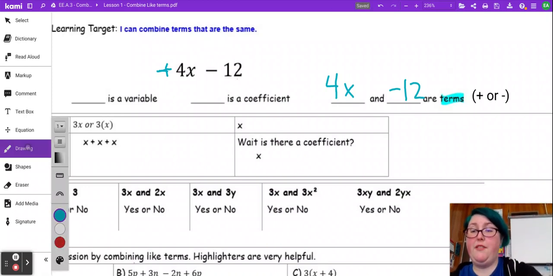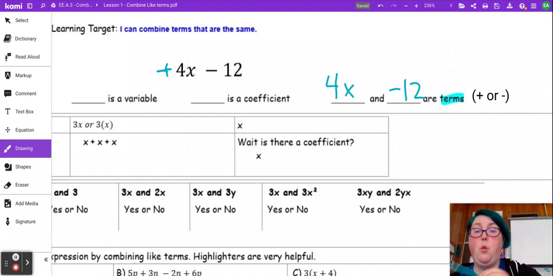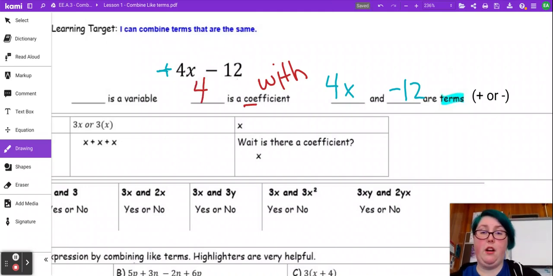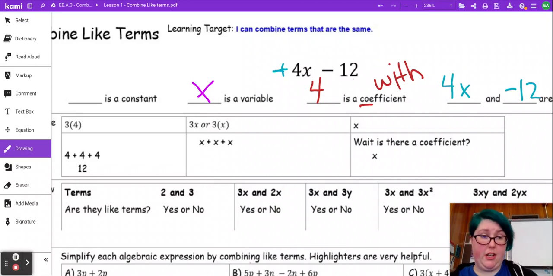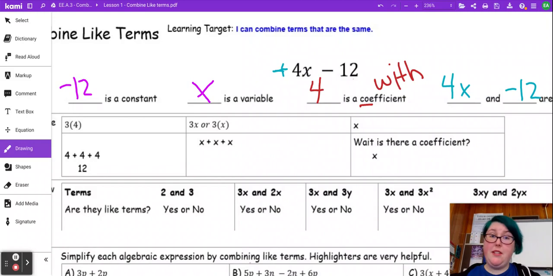So now for coefficient, that means with. Co means with. So what number is with something else? Well, that is our 4 in our 4x. 12 doesn't have a coefficient. It's just by itself. So next we look at the variable. Variable is something that we don't know. Variable means to change. We don't know what x is yet. Constant means it does not change. So the number that's not going to change is minus 12. That's always going to be the same.